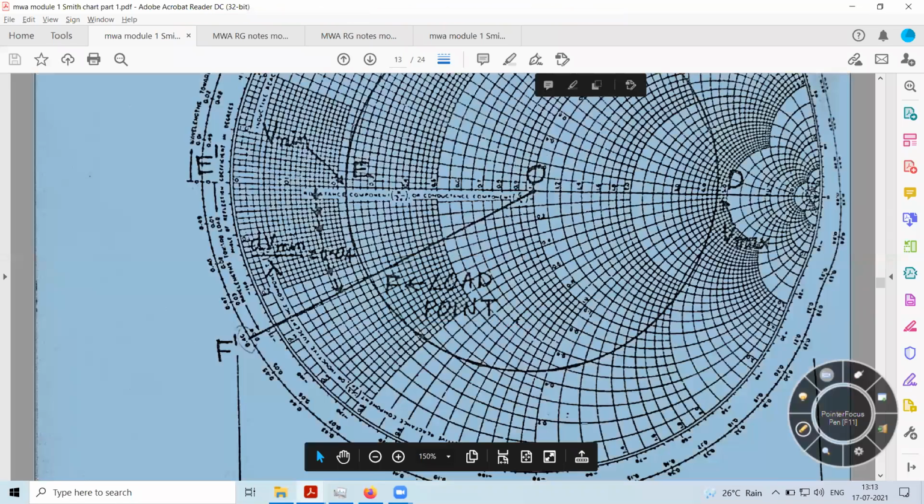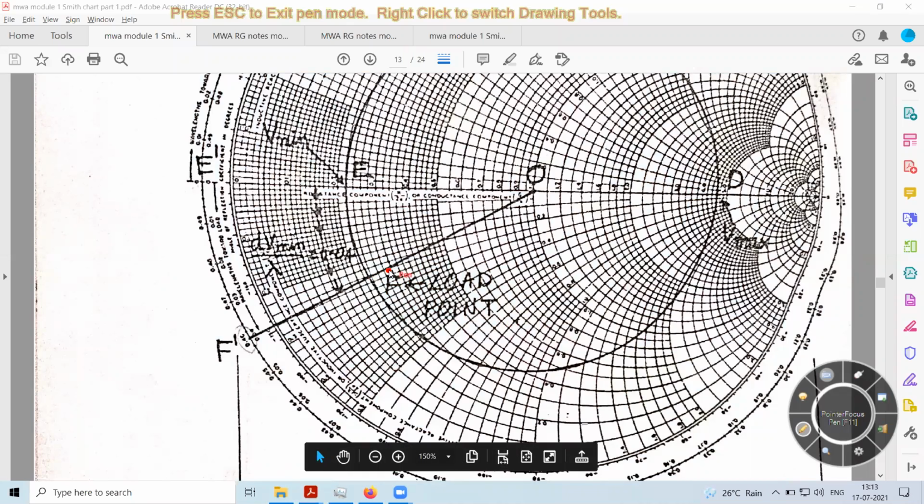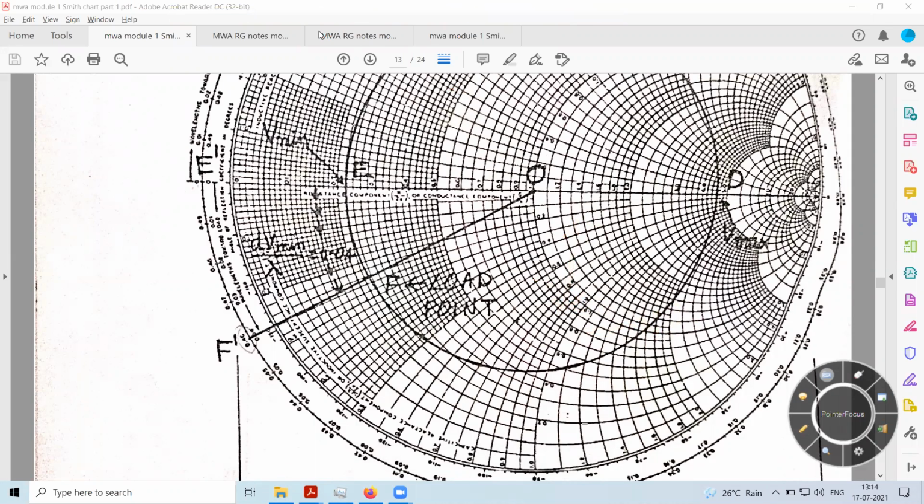Now you just have to read the normalized values. This point will be associated with one of the resistance circles and one of the reactance circles. You read that value, and that gives you the normalized load value. If you want to denormalize it, multiply that normalized value with Z0 and you will get the overall value. Since this point is below the axis, the reactance will be negative, so the load is capacitive. It has a reactive component which is capacitive in nature.